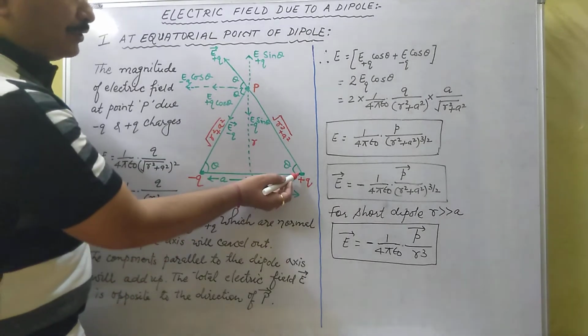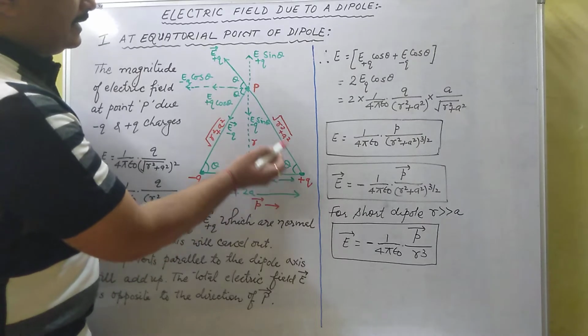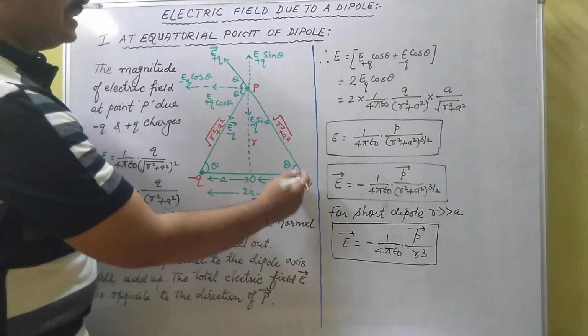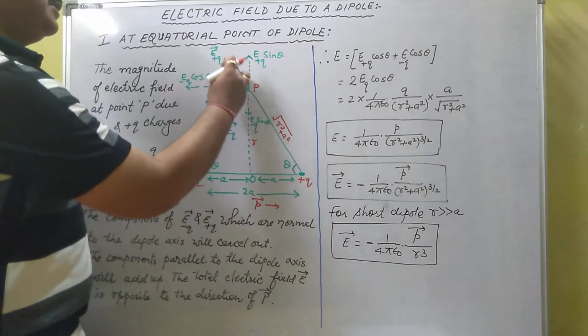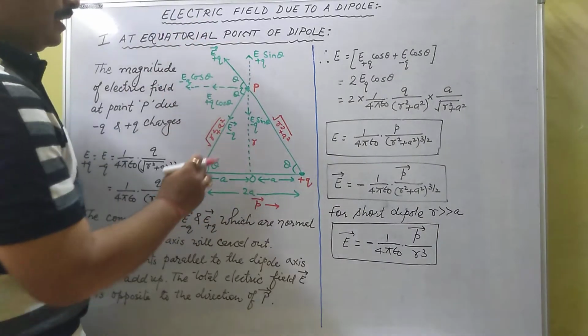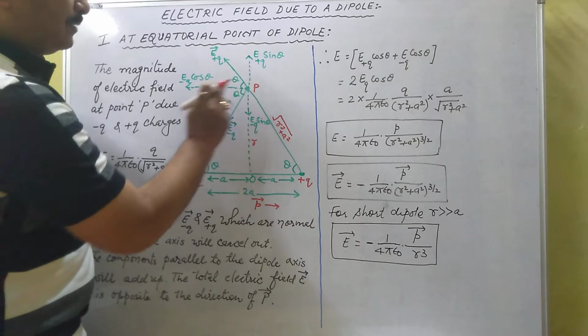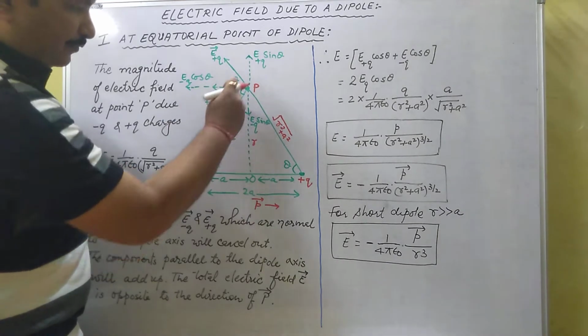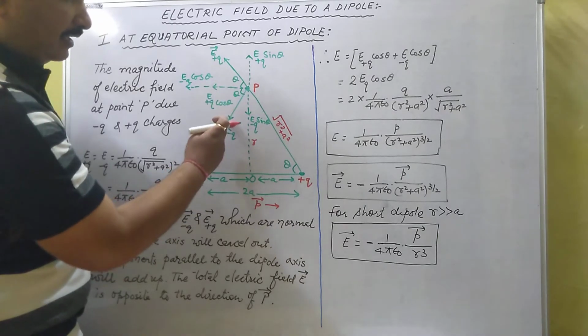Now, because of plus q charge, the electric field will be acting outward. We know electric field due to plus charge is radially outward. So, direction of electric field will be outward. But because of minus q at point P, the electric field's direction will be inward. It will be coming towards the minus q charge, right?